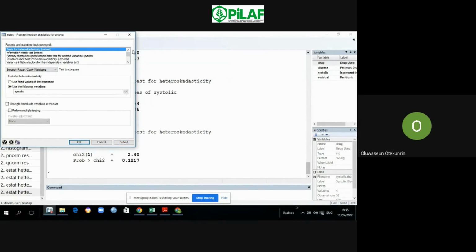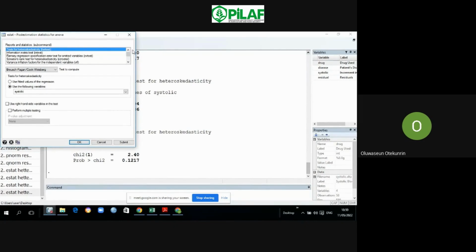But if it is Stata 14, you move from statistics to post estimation. From post estimation, move to other reports. From other reports, move to summarize estimation sample. From there, you click launch. Then you see that window, start post estimation statistics for ANOVA, will be displayed. Then there you click test for heteroscedasticity. That's for your test. Then you specify as usual.